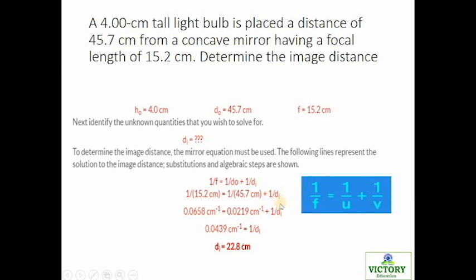So what I do is I just divide them and I get 0.0658 per centimeter is equal to 0.0219 per centimeter plus 1 by di. I'm bringing this to the other side, so it becomes minus. So what I will get is 0.0439 per centimeter is equal to 1 by di. So di is nothing but 1 by 0.0439, which is nothing but 22.8 centimeter.